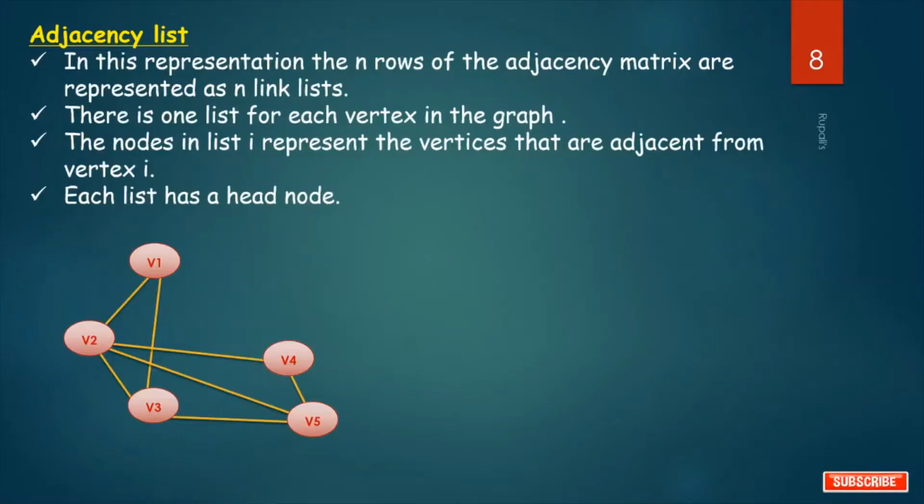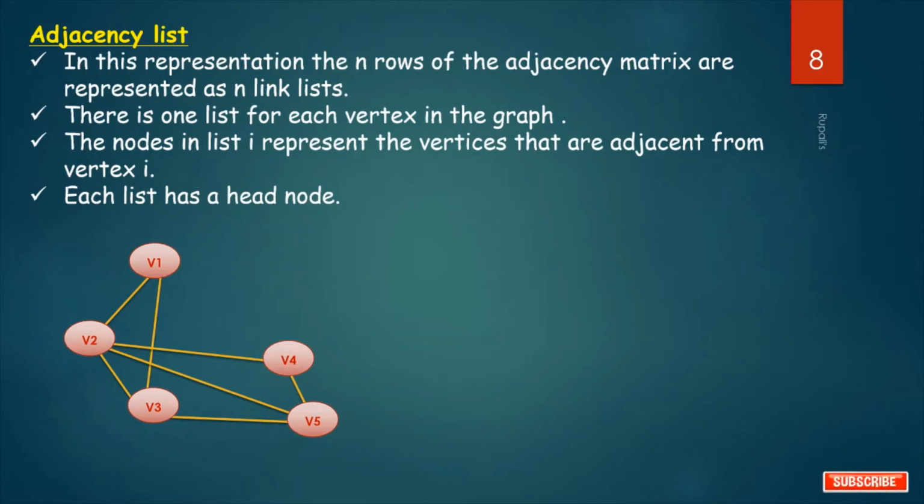Adjacency list. In this representation, the n rows of the adjacency matrix are represented as n linked lists. In the case of an adjacency matrix, if in our graph there are n nodes, then there are n rows. Here it is n linked lists. There is one list for each vertex of the graph. The nodes in list i represent the vertices that are adjacent from vertex i. Each list has a head node.